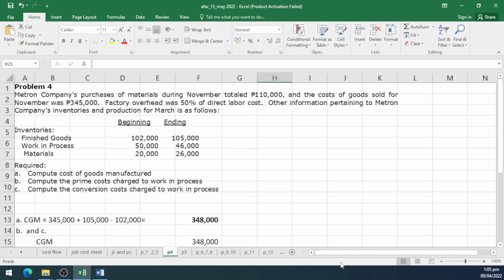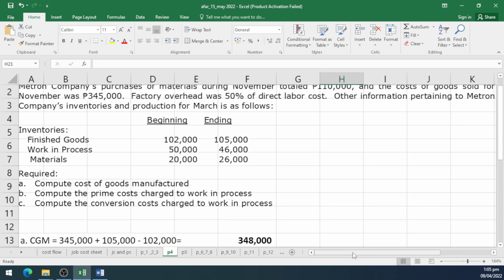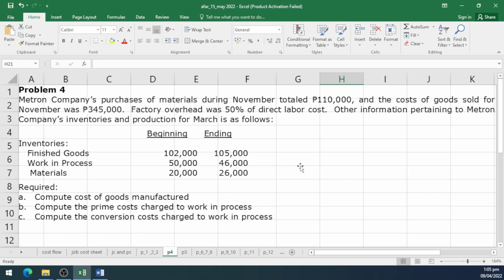Problem number 4. We compute the cost of goods manufactured, working backward, and we determine prime cost and conversion cost. All right, we proceed. The amount of the cost of goods sold is 345. Overhead is applied at 50% of DL cost. And yung purchases is 110,000. So here's the computation ng cost of goods manufactured.